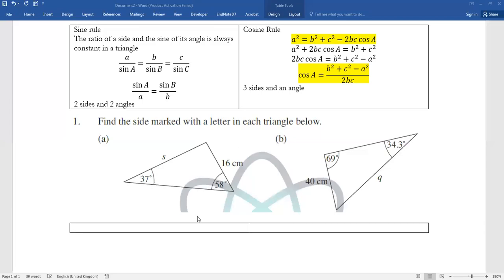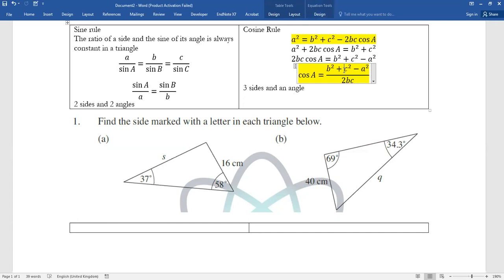I'll repeat, don't worry. You have the sine rule and you have the cosine rule. The sine rule involves two sides and two angles. The cosine rule involves three sides and an angle. Always check for the cosine rule first.